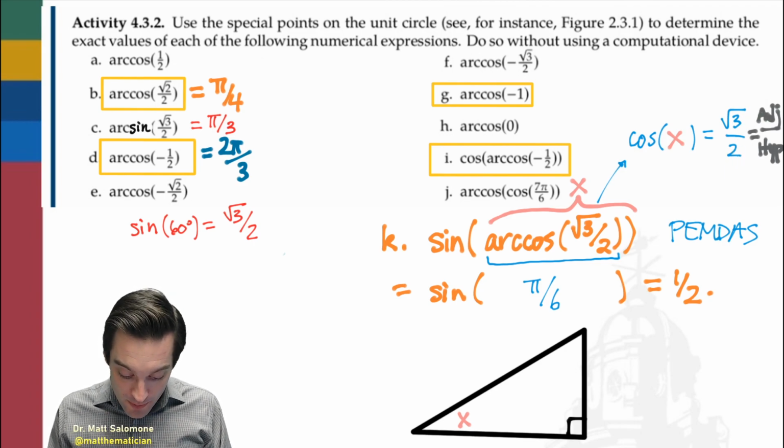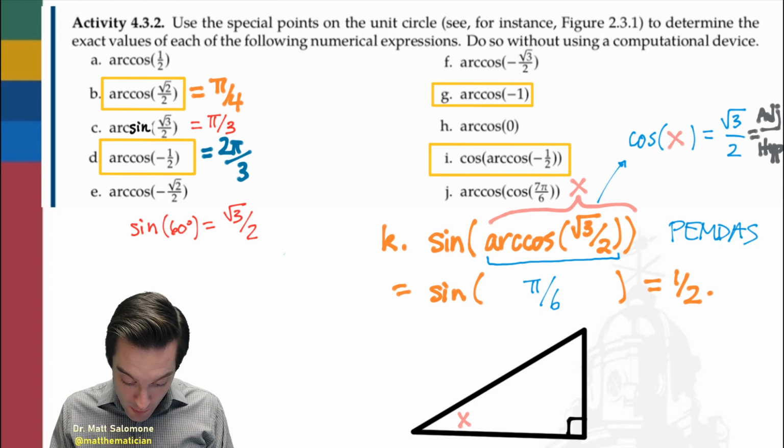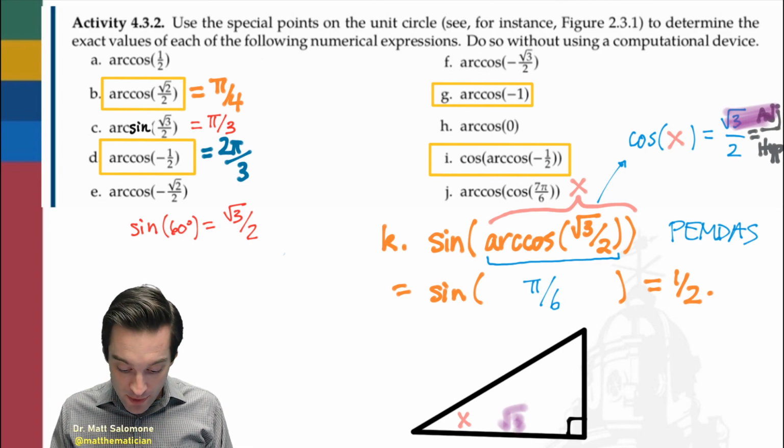So that's my little nifty, one weird trick for this kind of problem. I'm just going to label my adjacent side, and adjacent is this side down here on the bottom, right? I'm going to label that adjacent side as having a length of square root of 3.